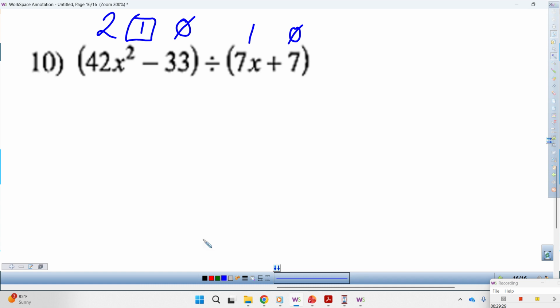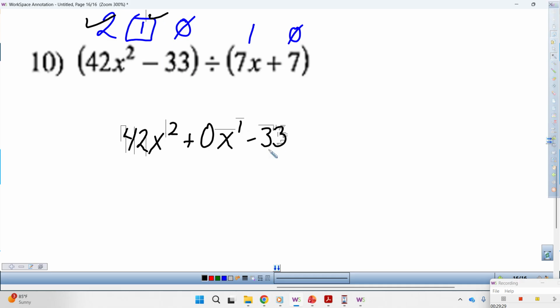All right, let's set it up. Start with the second degree. 42x to the second. Check it off. Done. What was missing? The first degree. So we write plus 0x to the first degree. Check it off. Lastly, minus 33 divided by 7x plus 7.